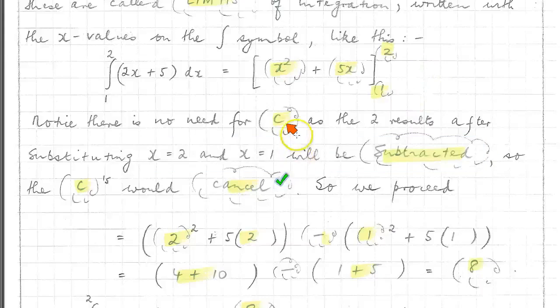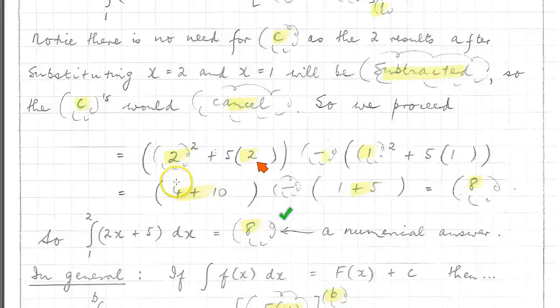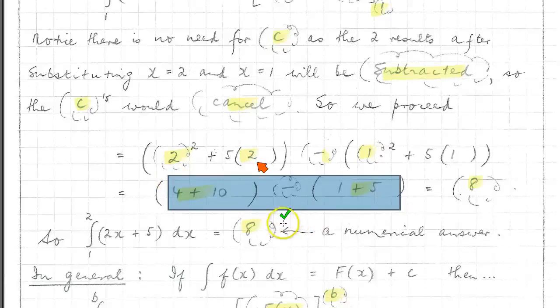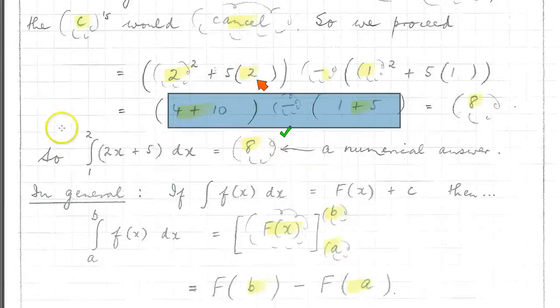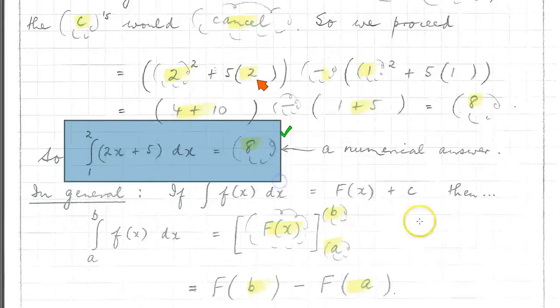So let's do that. I substitute the 2 in first. Always the top number goes in first, the top number on that square bracket, the top of the integral sign. 2 squared plus 5 times 2, take away, open a bracket, 1 squared plus 5 times 1. Work out those answers. The first bracket you get 4 plus 10, the second one you get 1 plus 5. That's 14 take away 6, which is 8. So the definite integral of that function is 8, a numerical answer.